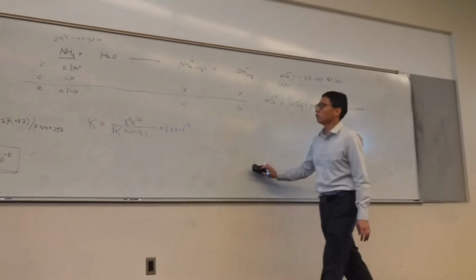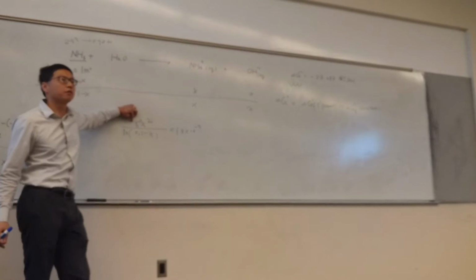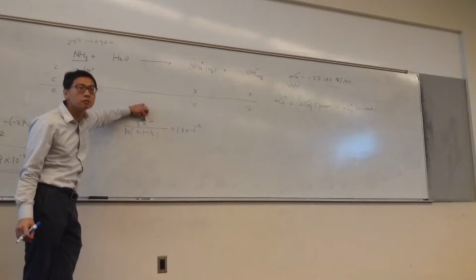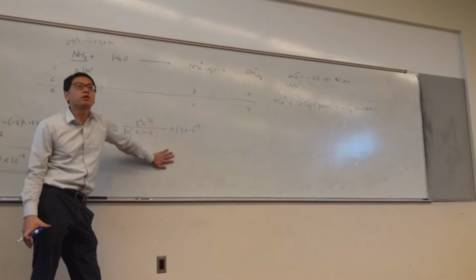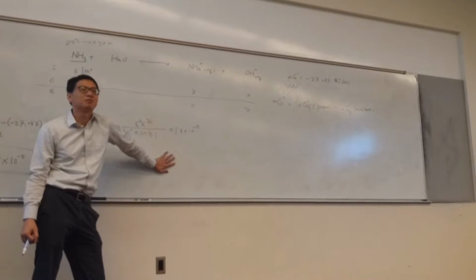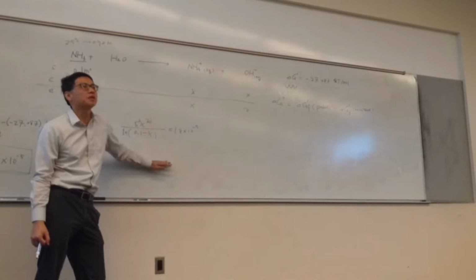Okay, so you have this equation. You have two variables, right? You have a variable of gamma plus minus, and you have a variable of the concentration term. But you only have one equation, then what do you do? So this is actually a tricky part when you do this calculation, okay?